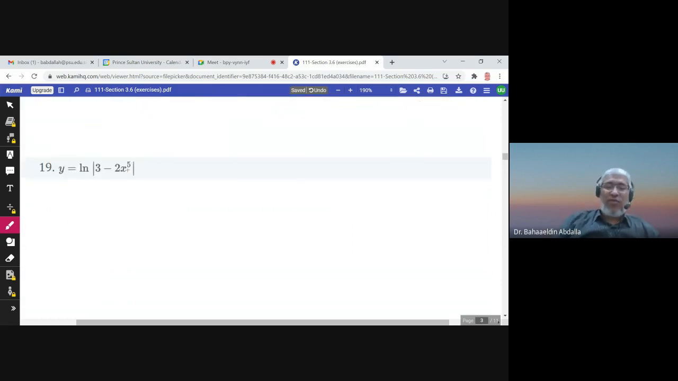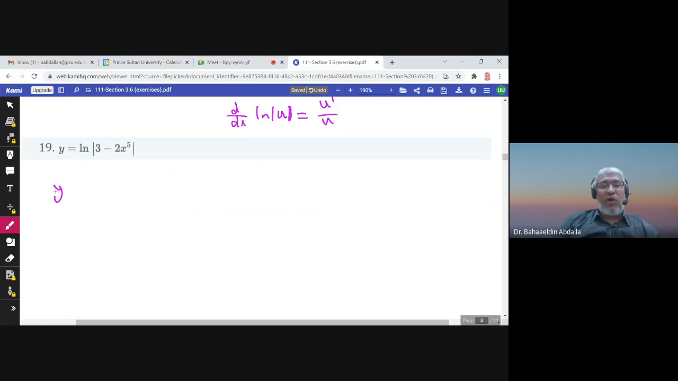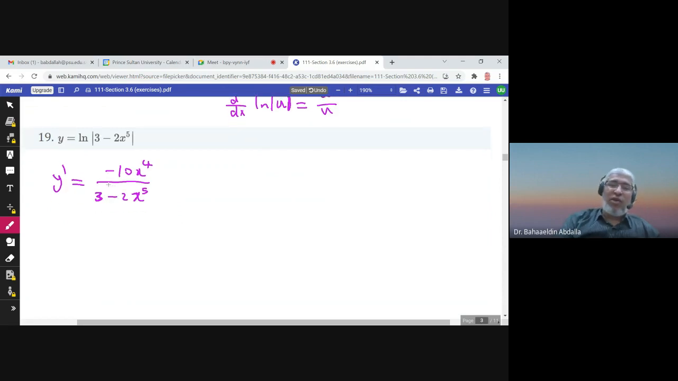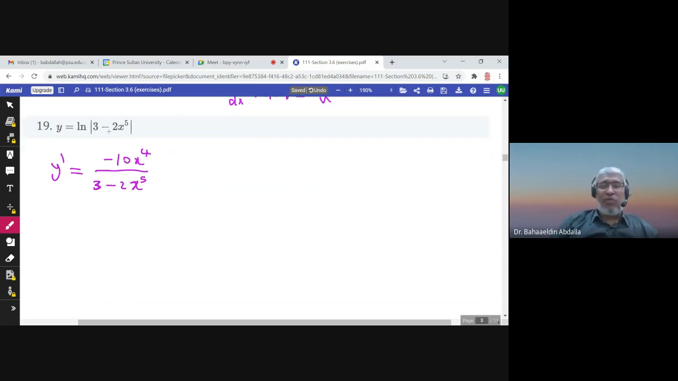Here I have an absolute value. Remember, we said that d by dx of ln absolute value of u is u prime over u. So the derivative y prime would be 1 over 3 minus 2 times x to the power 5 times the derivative, which is negative 10x to the power 4. That's the derivative. So the absolute value here really just keeps what is inside ln positive, but the derivative you write it like this.